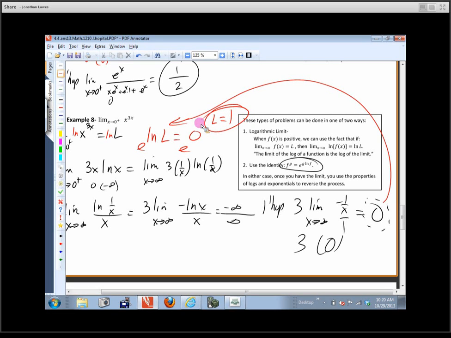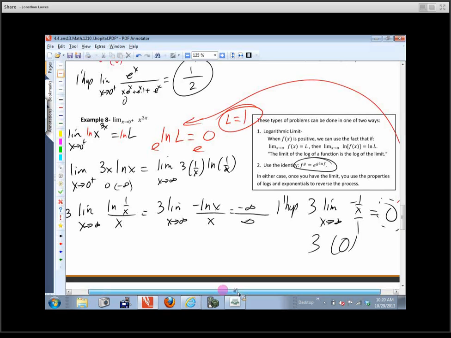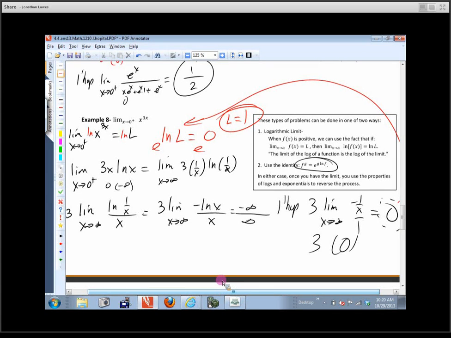Okay, again, logarithmic limits, kind of like logarithmic differentiation, are used when we have a function of x raised to a function of x. That property of logarithms allows us to bring it down, do some relatively simple algebra with it, using those properties of logarithms, and then we find the limit, and then we just reverse that process. So we exponentiate both sides with the base of e. Any questions there?